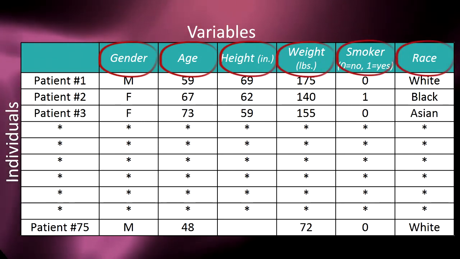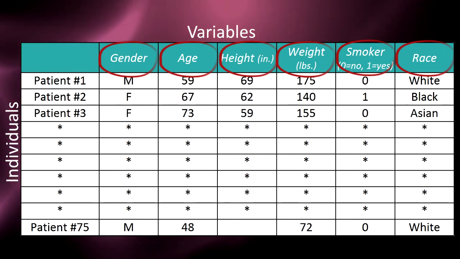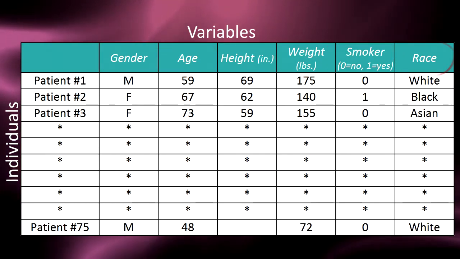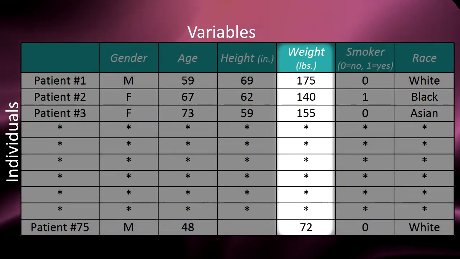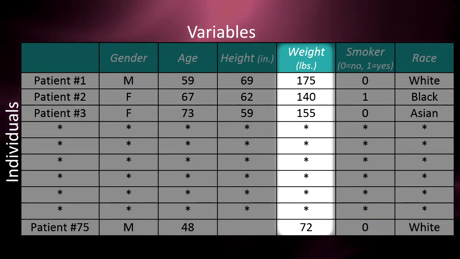Each row then gives us all the information about a particular observation, in this case, a patient, and each column gives us information about a particular characteristic of all the patients.